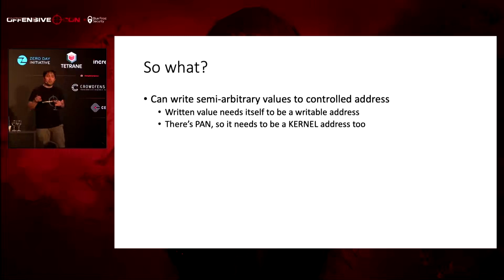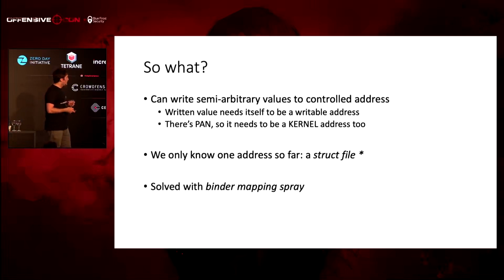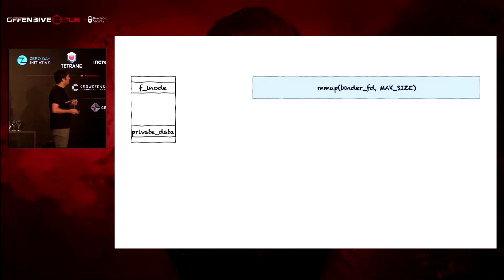These values, though, have to be writable addresses. And if you've been paying attention, you know that I only know one pointer so far, so that's a bit problematic for now. But also there is PAN, so I cannot fake some of these things in userland, so I cannot write to userland. So we solve this with binder mapping spray, which is basically: open many file descriptors, mmap, and then you have, for each of them, a vmalloc buffer. So it looks like this.